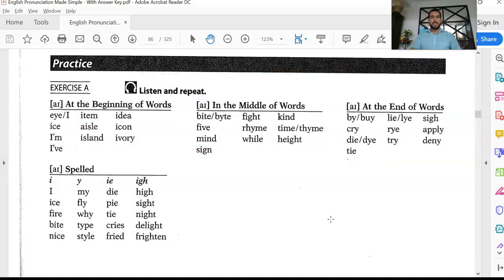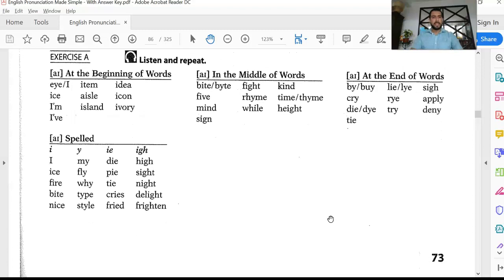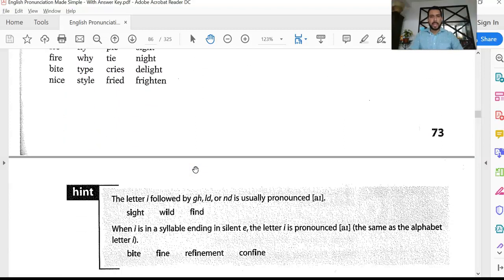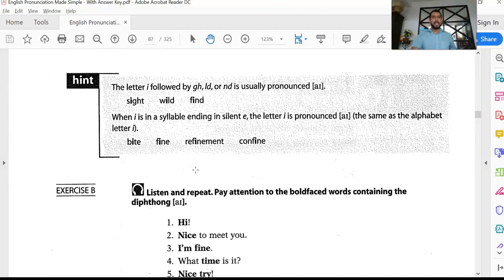Let's take a look at the common spelling patterns for this sound. Basically, we have four in English: I, Y, I-E, and I-G-H, such as in I, my, die, hi, eyes, fly, pie, sight, fire, why, tie, and night, and the others you can see and practice at home. Here is a hint for you. The letter I followed by GH, LD, or ND is usually pronounced I. For example, sight, wild, find.